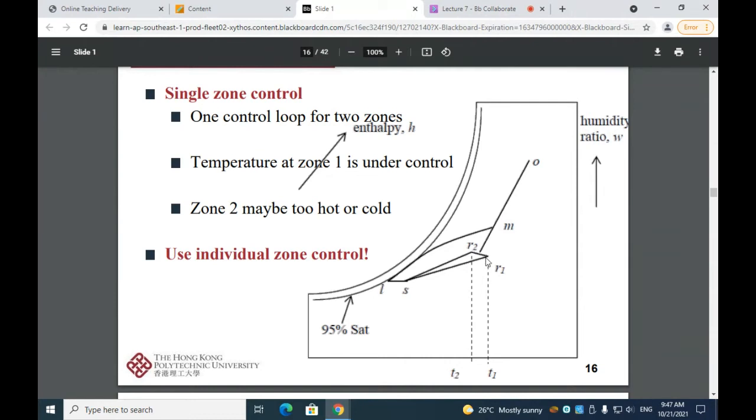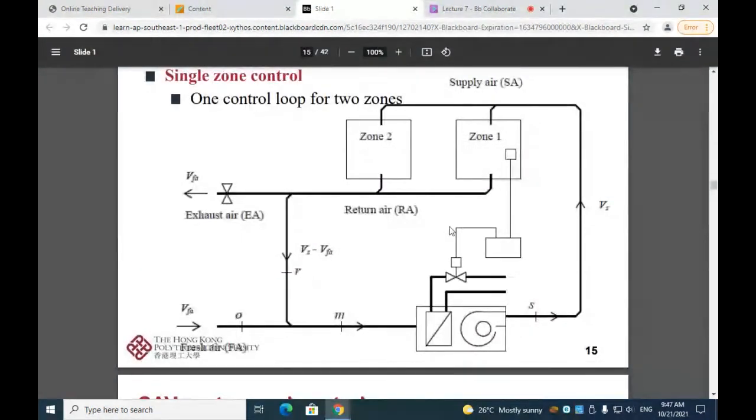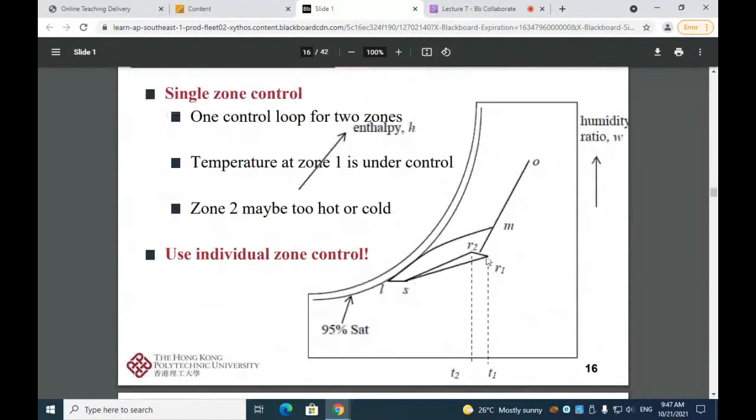So from this schematic, zone 1 has a thermostat. So obviously, temperature for zone 1 is under control, and temperature for zone 2 remains uncontrolled. So the temperature of zone 2 might be too cold or too hot. That means for different zones, you will need to use individual zone control.